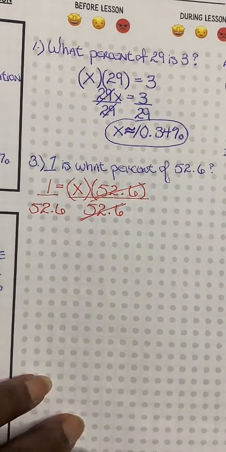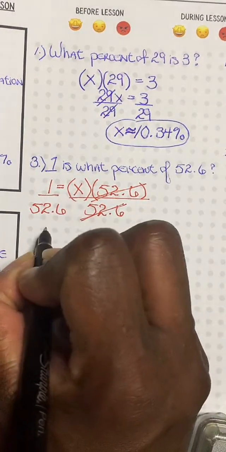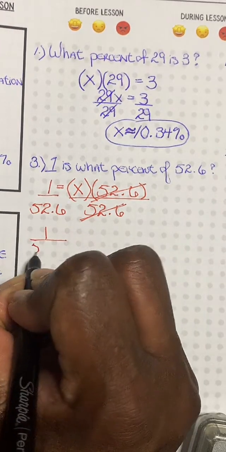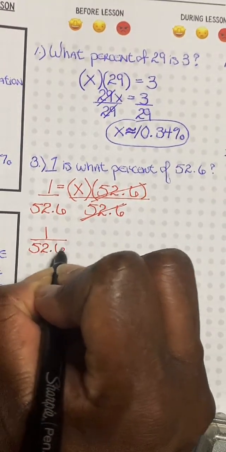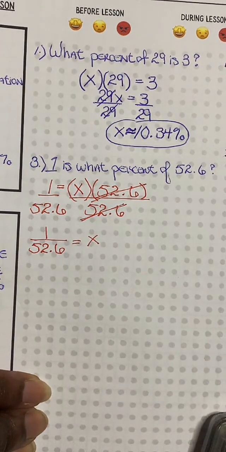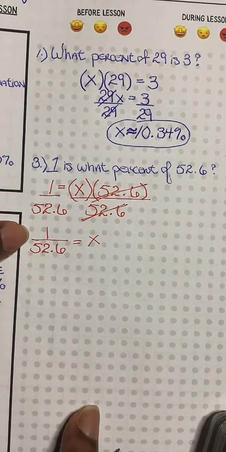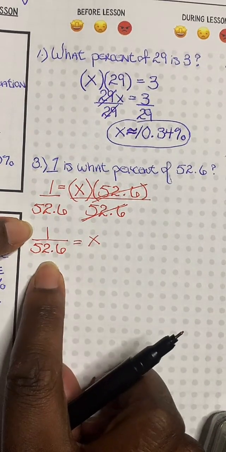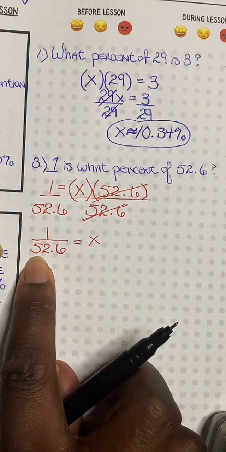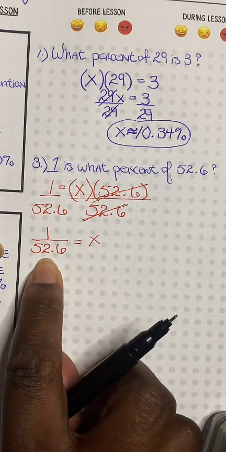So, if you want, this is when you get an answer. In this case, it's 1 over 52.6 equals X. They could leave it like that, but again, you need to take a look at your answer choices. Or you can actually divide the two. So if you divide the two, remember, it's not the 52.6 over 1. That will give me 52.6. This is 1 divided by 52.6.